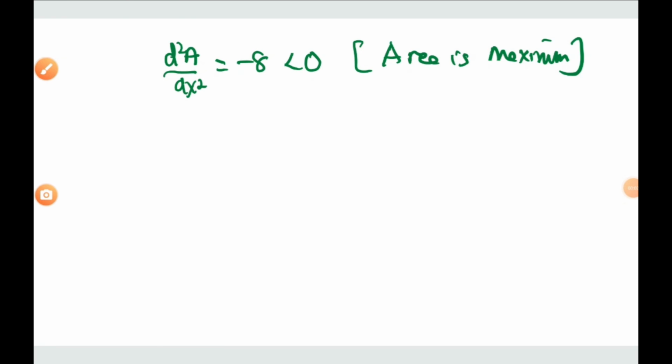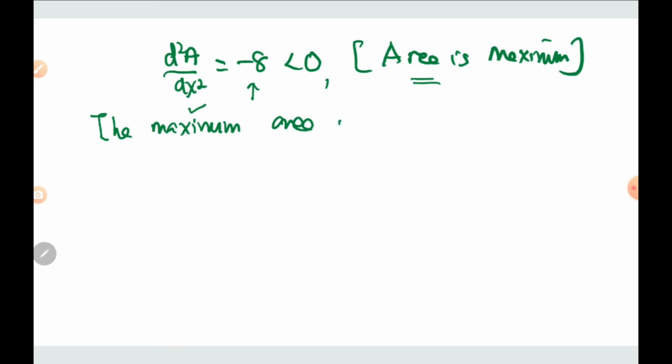Therefore, we can conclude that d squared A dx squared is equal to negative 8, that is less than 0. Therefore, the area is maximum. So our conclusion is the maximum area of the rectangle is 4 unit squared, and the dimension when x equals to root 2.